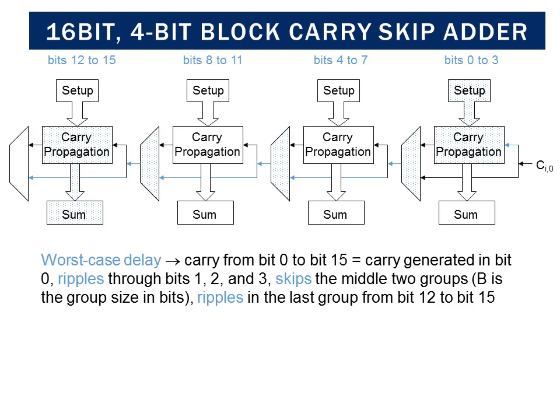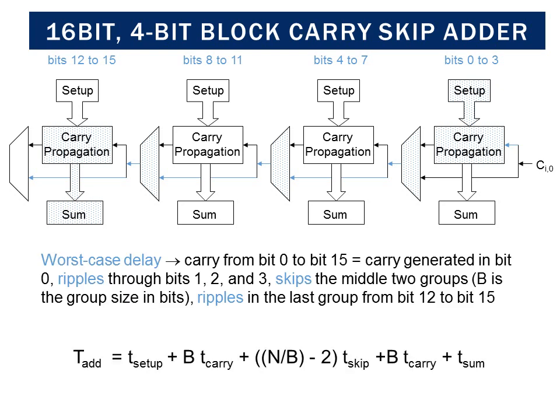Let us understand the worst case delay in case of this example, which is a 16-bit adder example, divided into 4 blocks. Each block is actually handling 4 bits. This setup circuit is the circuit required for generation of the propagate and generate signals. This is the carry propagation circuit, and this is the multiplexer circuit for this block, this multiplexer for the other block, and so forth.